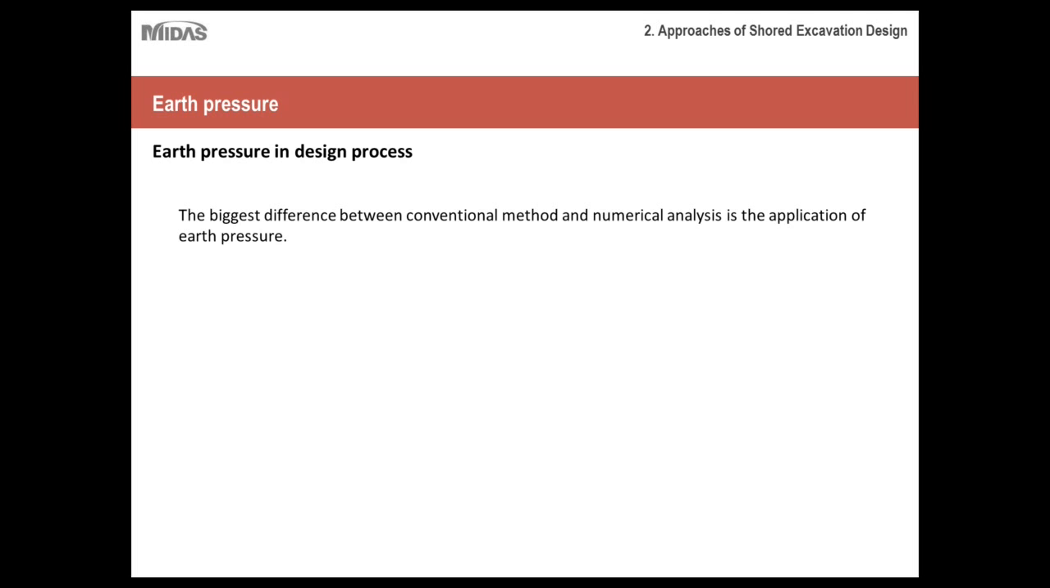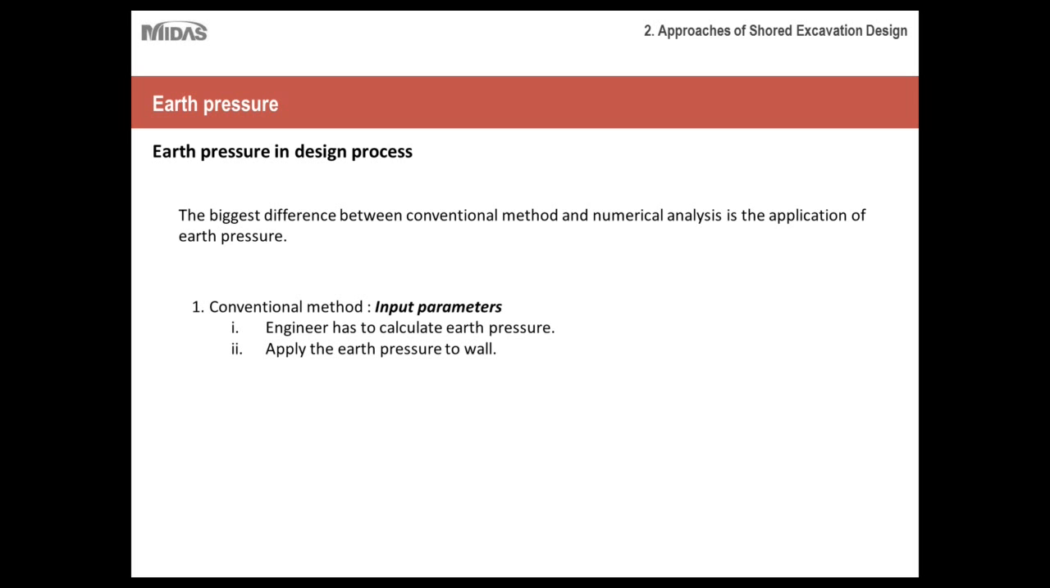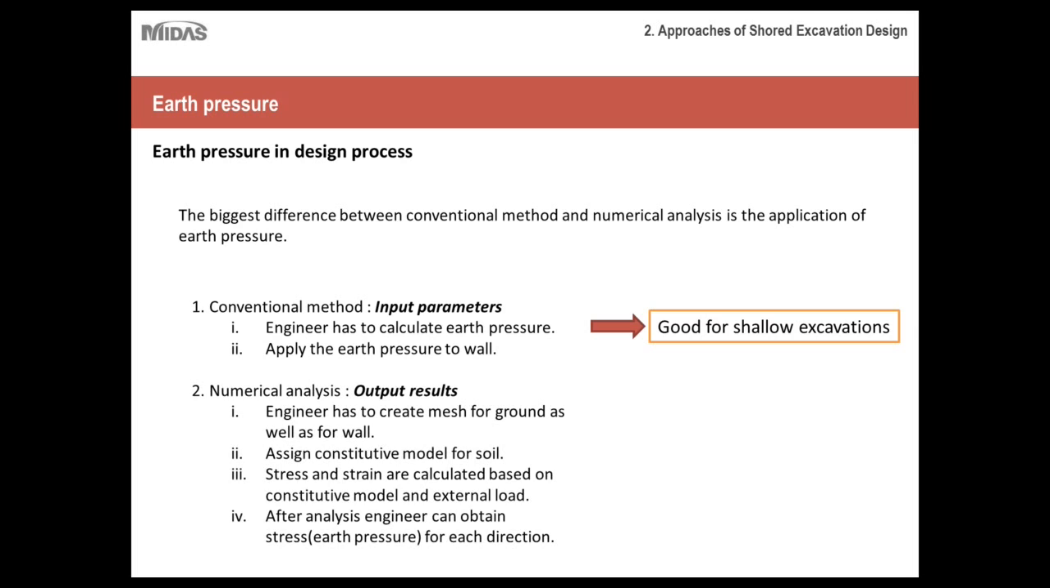So the biggest difference between conventional method and numerical analysis method is the application of the earth pressure. Under conventional method, the earth pressure is basically an input parameter. Engineer has to calculate the earth pressure depending upon the formula you just saw in the previous slide, and then apply that earth pressure to the wall, and we are basically doing the structural stability design of the supporting system based on that earth pressure. This method has been used very extensively and for a really long time, and it works brilliantly, like I said, for shallow foundations or shallow excavations.